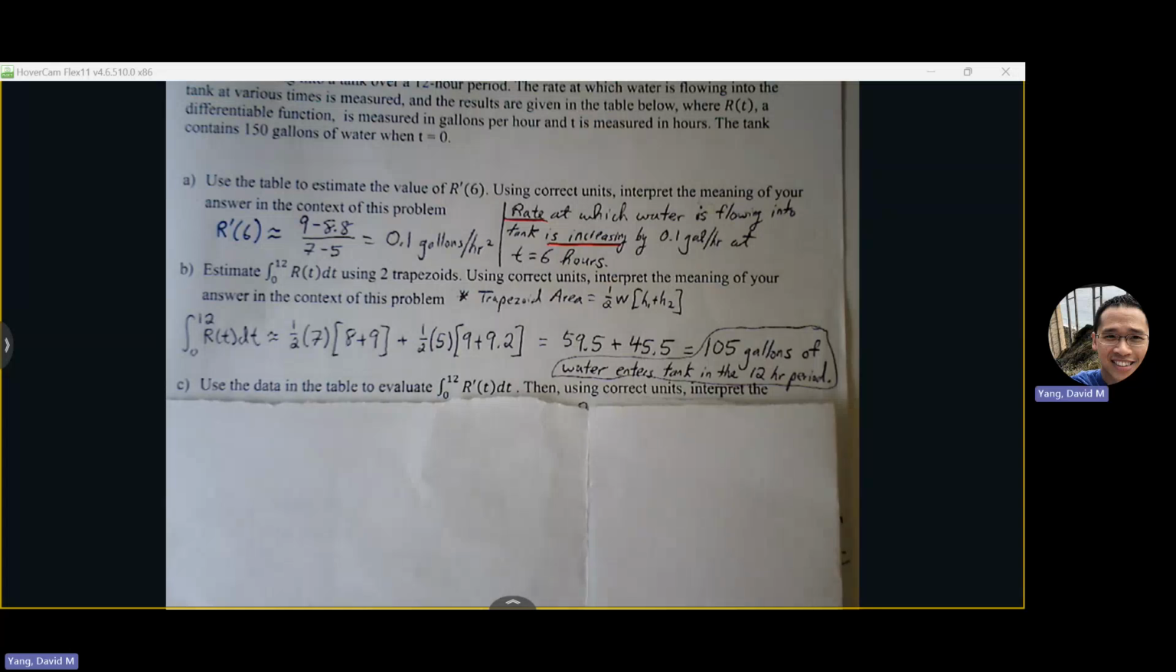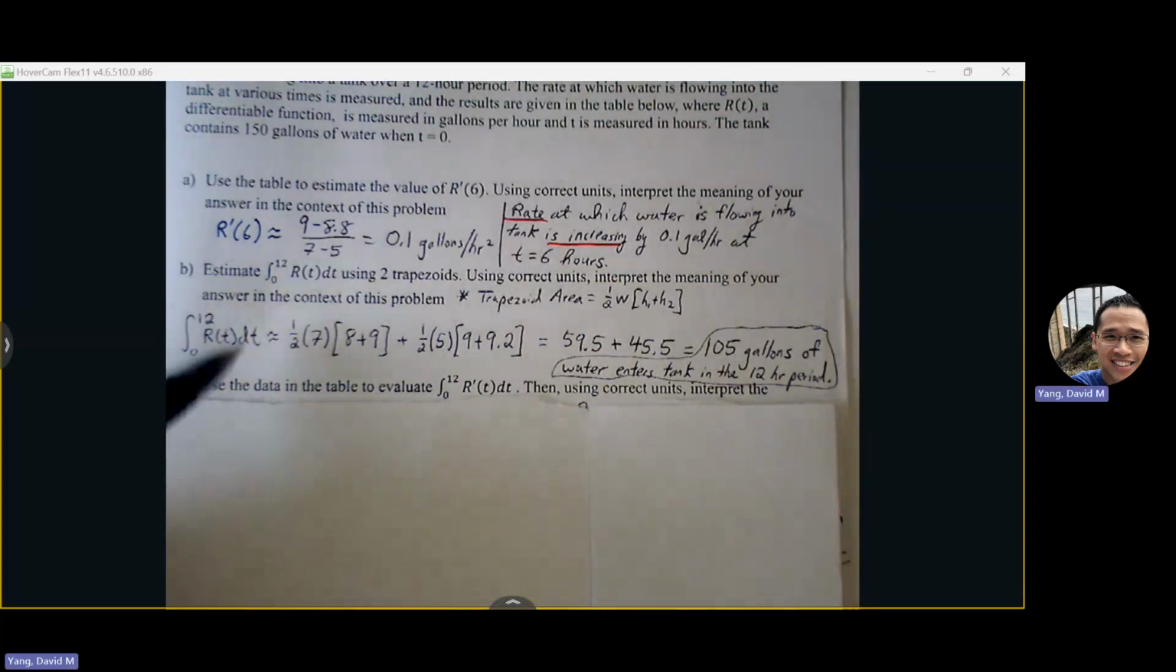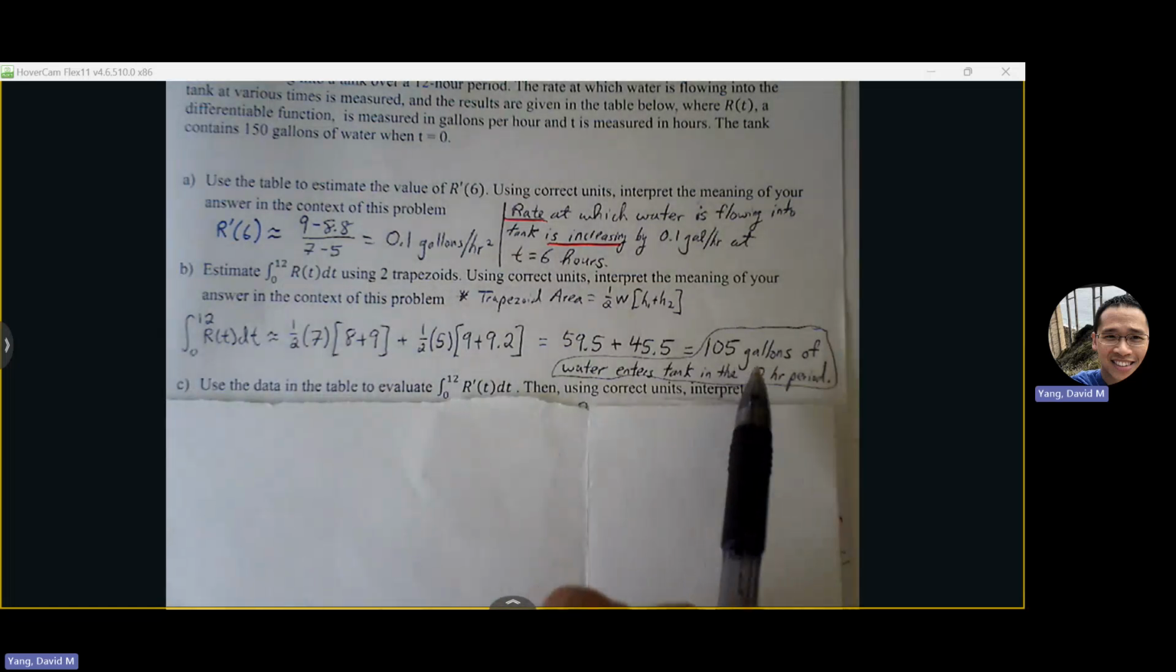So what does this tell us? This tells us that over this 12-hour period, after we accumulated all these rates, we're going to actually find out how much water has entered into the tank. So 105 gallons, that's the estimated amount of water that's entered into the tank over this 12-hour period.